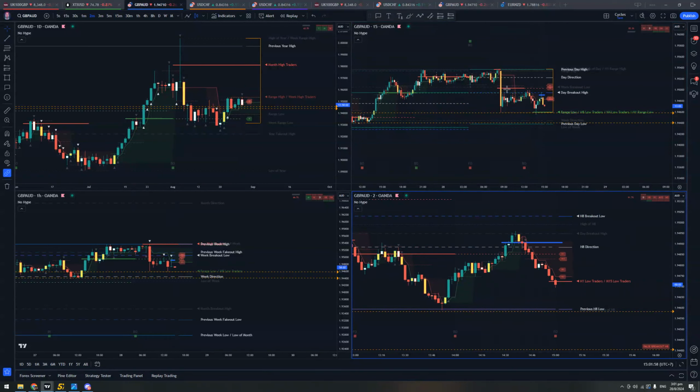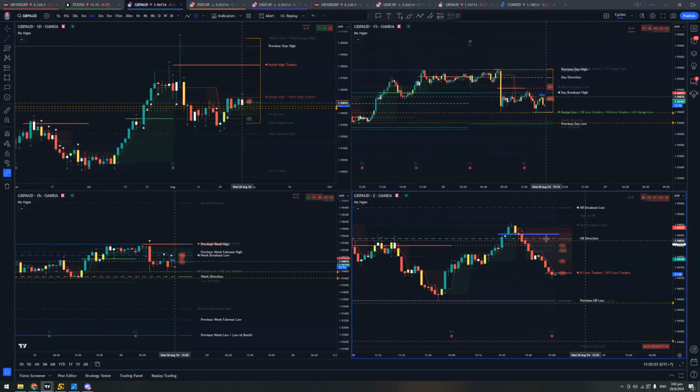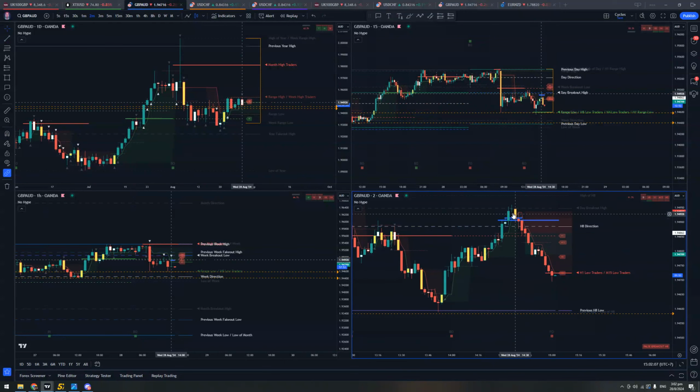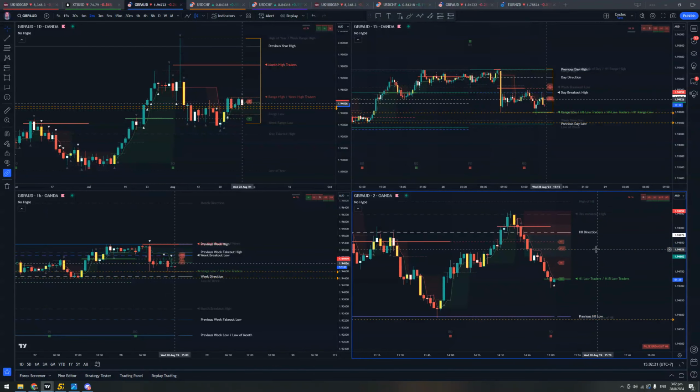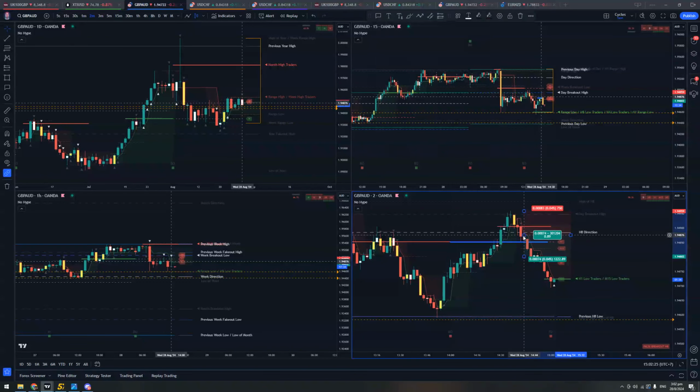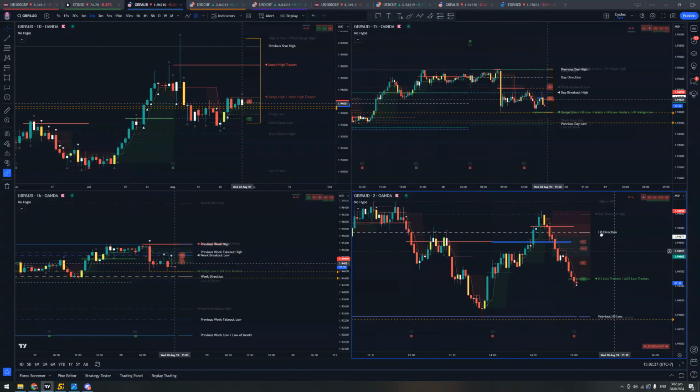Got faked out right there, and I entered as price got below levels. So this took out the last bullish bar on the M2, this yellow bar, and then I waited for price to get below that H1 high. So that tells me that the H1 is on my side. Here's the H1 breakout level. Maybe I entered slightly early, but I'm okay with this sort of entry.